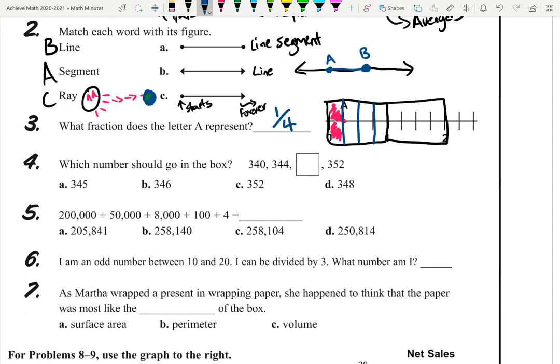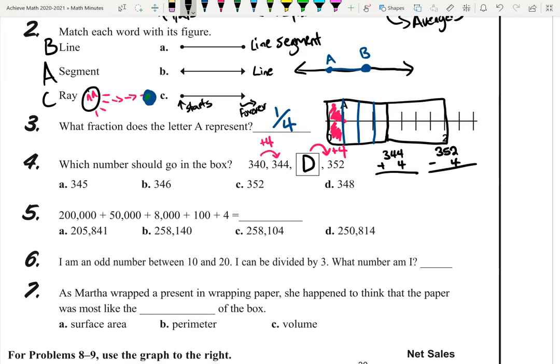Number 4. This is a way to figure out what number should go in the box. Well, 340 to 344 is adding 4. So whatever number this is, if I add 4, it should be 352. To do this, I can either think of it as 344 plus 4, or I can go 352 minus 4. This is going to be D.